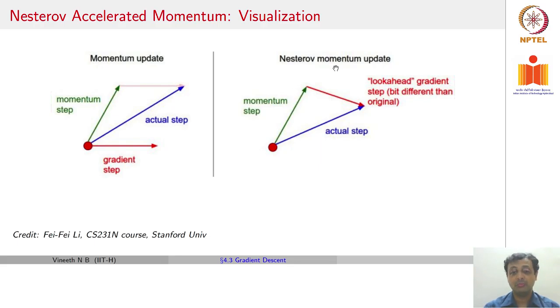In Nesterov momentum update, you first follow your momentum step. At that step, you find what's the gradient and use that gradient to be able to take your actual step. So you do a momentum plus the look ahead gradient, which will probably give you this vector. So there's a slight difference in where you would reach after one step using momentum and Nesterov accelerated momentum.